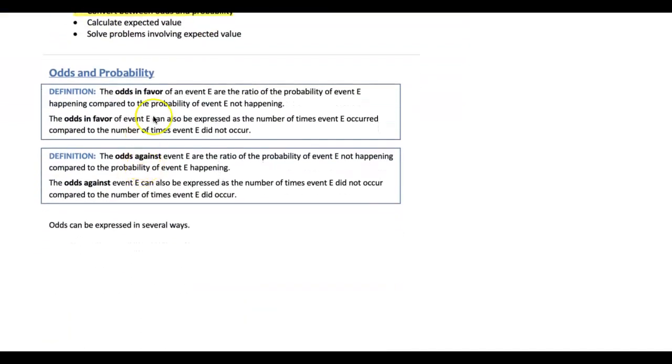The odds in favor of an event E are the ratio of the probability of event E happening compared to the probability of event E not happening. That could be written as probability of event E compared to probability of not event E. It could also be expressed using the number of times event E occurred compared to the number of times event E did not occur.